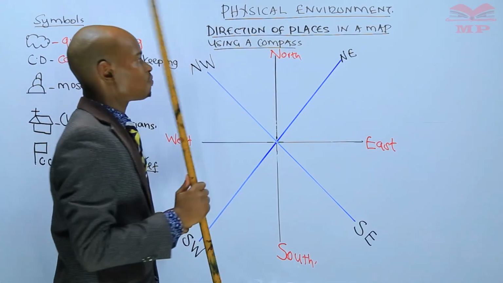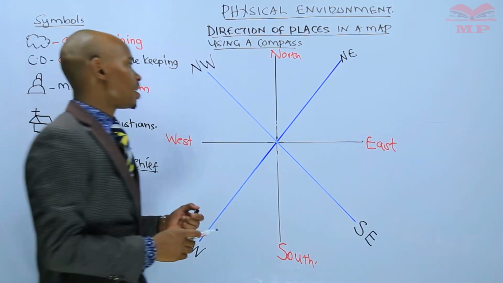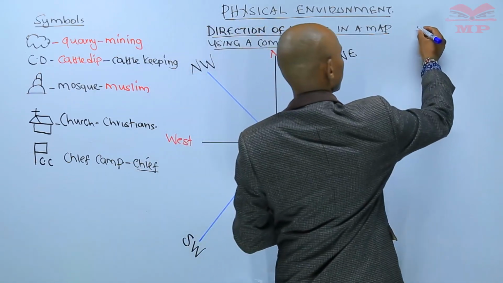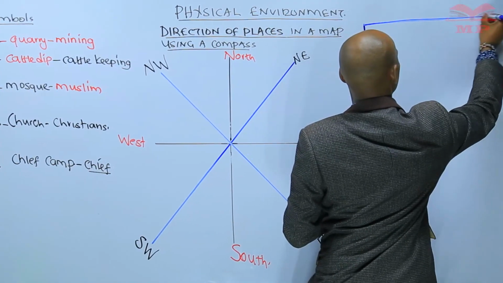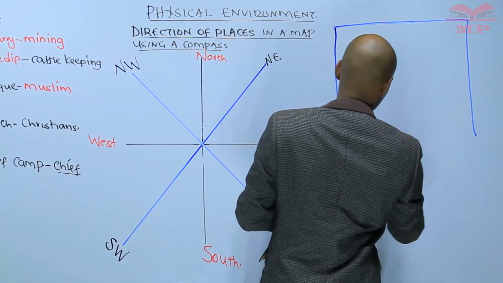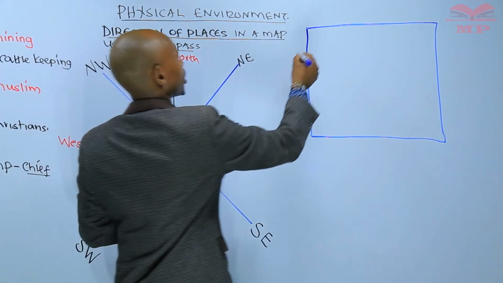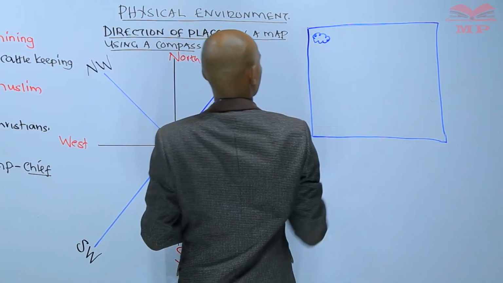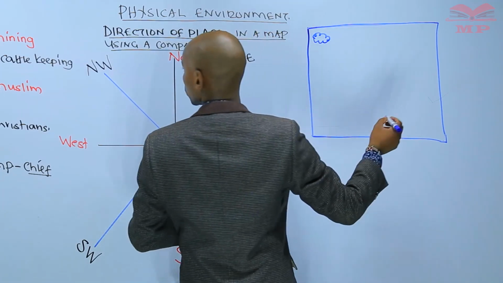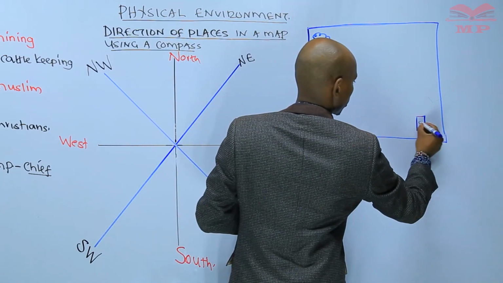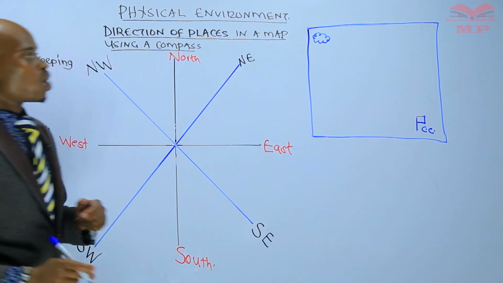To get the direction of places in a map. For example, this is our map. And we have the symbol of a quarry there, and the symbol of a chief camp down here. A quarry and a chief camp.